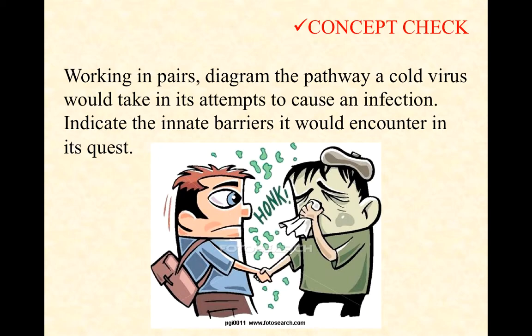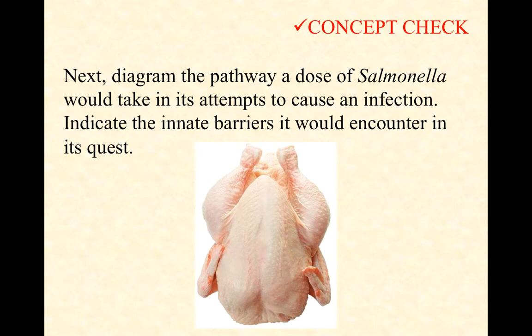Okay, I'm going to move now to the second concept check. Do the same thing, this time with a bacterial pathogen. Diagram the pathway that a dose of salmonella would take in its attempt to cause an infection, and indicate the innate barriers that it would encounter in its quest. The implication here is that our innate defenses might be a little different with a viral infection and a bacterial infection. Work your way through both of these, talk them through, and make sure they're both clear in your minds.